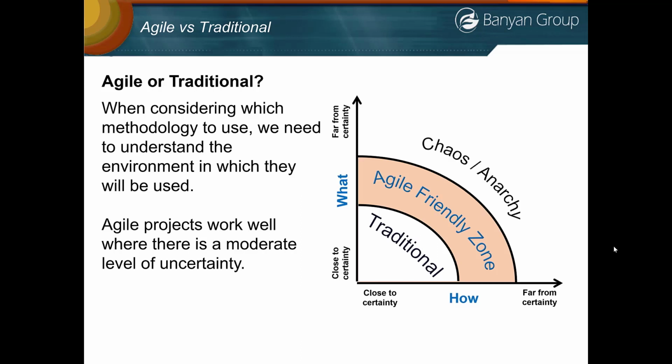Now, if you get too far out, where there's far from certainty on the what or far from certainty on the how, well, that's chaos. There's no project methodologies probably to help you that far out. In those situations, it probably means spend a little more time understanding exactly what you want to do, so you can at least move into a moderate level of uncertainty. When you're far from certainty about the what or how, it probably means you need to put some more thought into what you want to accomplish.